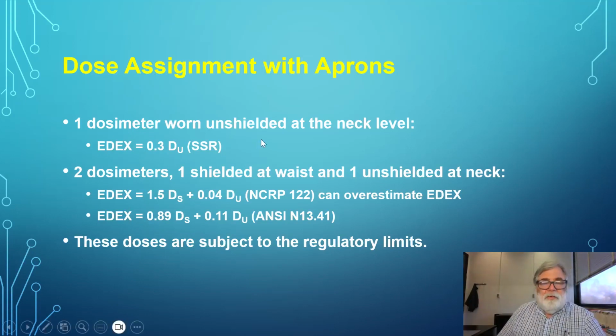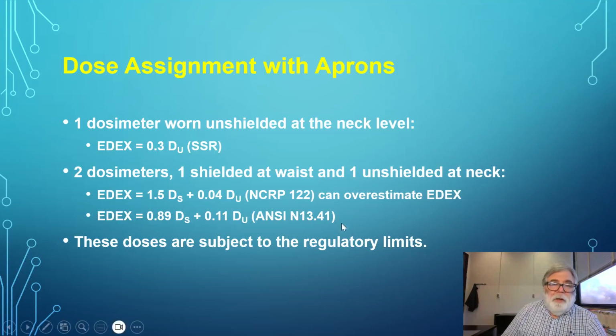So it's common to use two dosimeters, one worn under the apron in a shielded position at the waist, and another worn at neck level outside of the apron in an unshielded position. There are two formulas that have been approved under those circumstances. One is developed in NCRP Report 122. You take 1.5 times the shielded dosimeter, and you take 0.04 times the unshielded neck dosimeter, add those together, and that gives you an estimate of the EDEX. Now, if you have low shielding, that may overestimate the EDEX, so it's not necessarily the best choice.